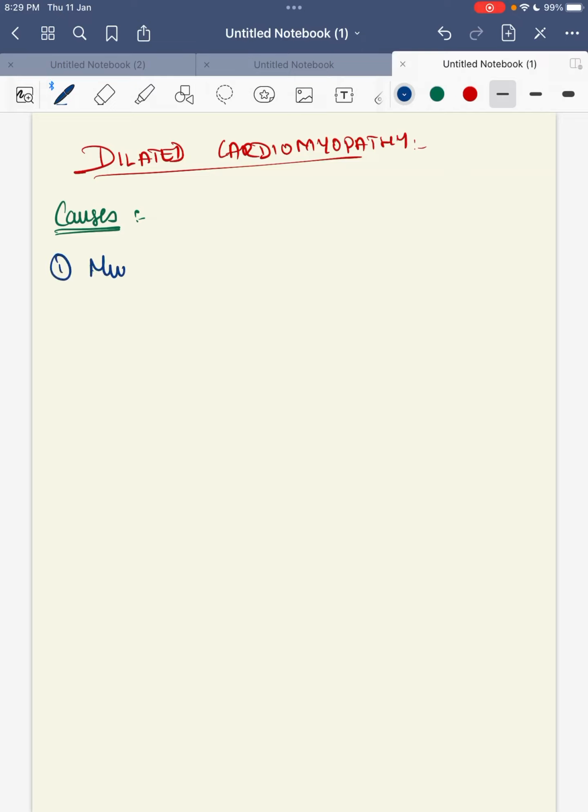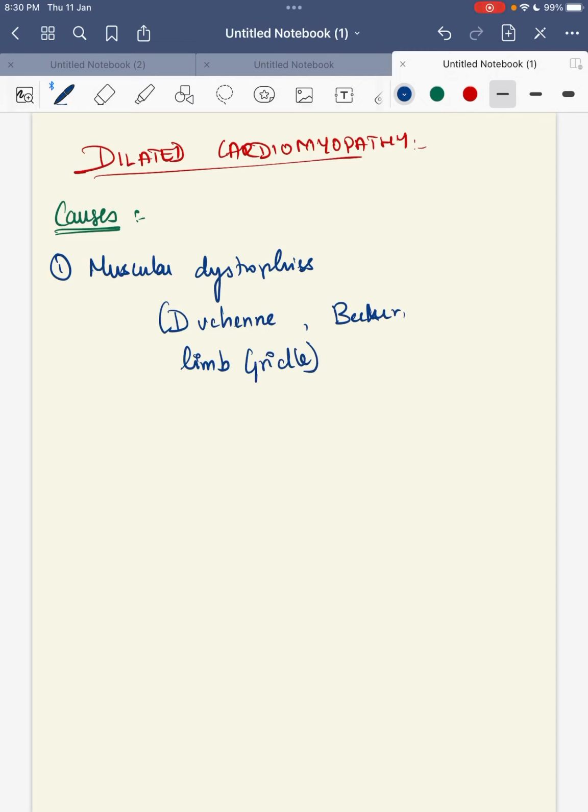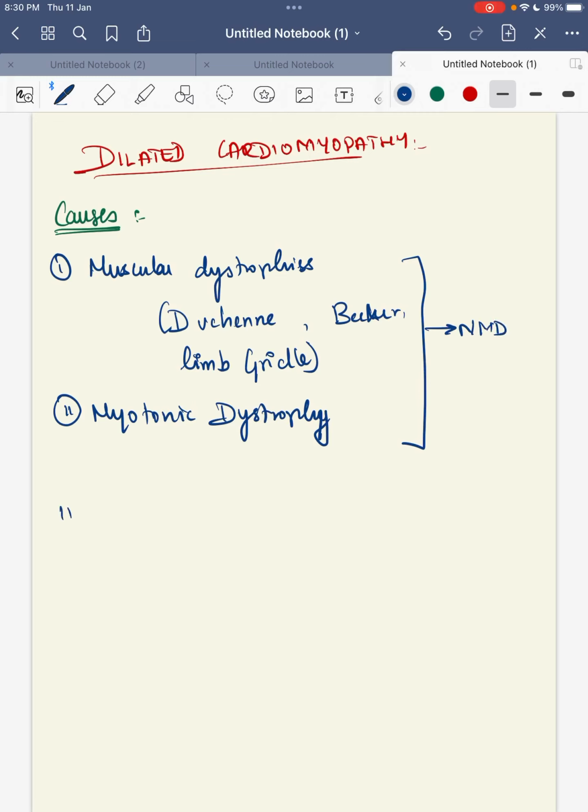Among causes, first is muscular dystrophies. In muscular dystrophies, we have Duchenne muscular dystrophy, Becker muscular dystrophy, limb-girdle muscular dystrophy. This can be one of the causes. Second, myotonic dystrophy. So both of these come under neuromuscular disorders.